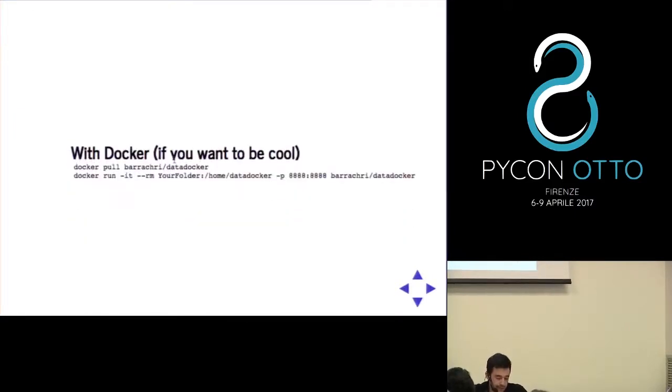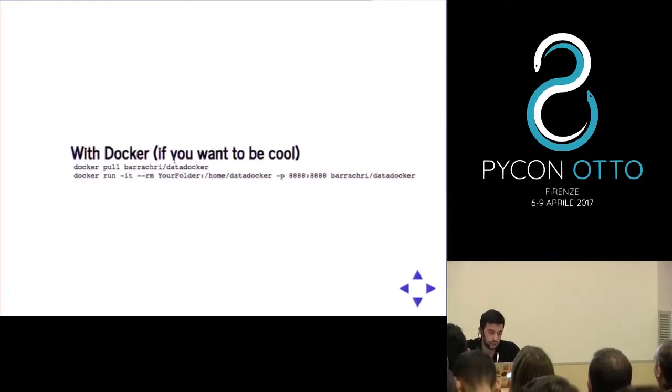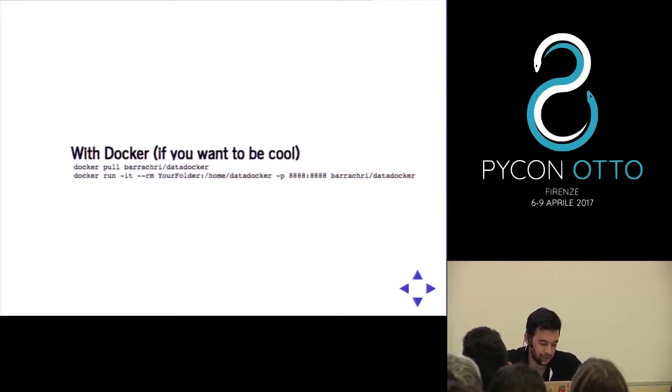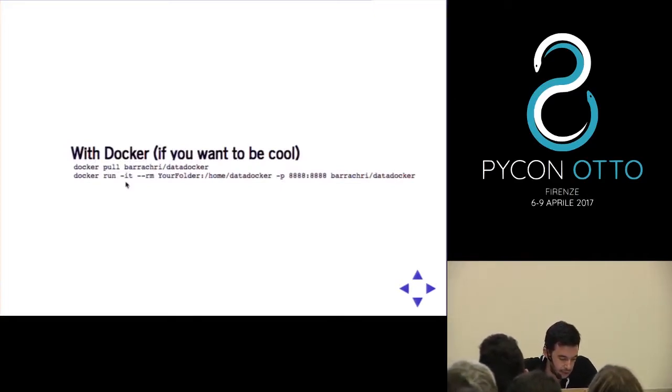First of all, if you want to be cool, you can use Docker. You can pull this image directly from Docker Hub, and then you can run the container in this way. You need to put your local folder here, and these are the ports, and that's all. This is what you need to do to run Jupyter on your computer.